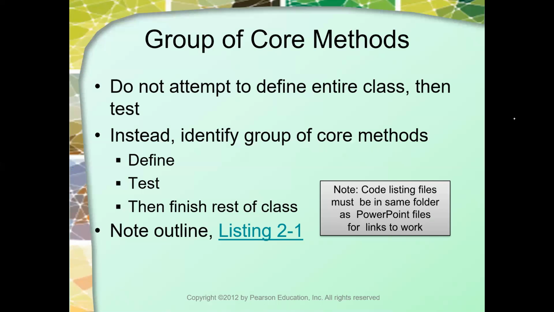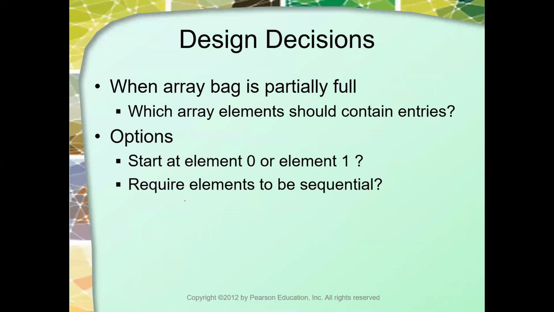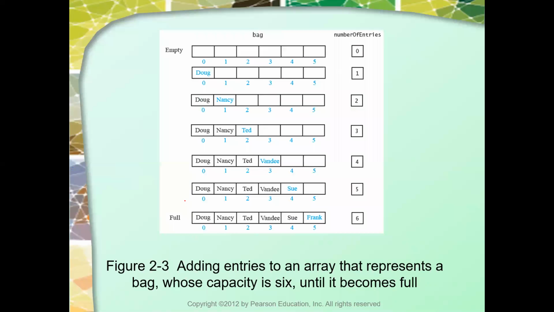So we define test and then continue with the rest of the class, working incrementally. There are a lot of decisions you need to make when a bag is partially full. Which elements should contain entries? Should we start at element 0 or element 1, like the list class, or require the elements to be sequential? Those are a lot of design decisions, right?